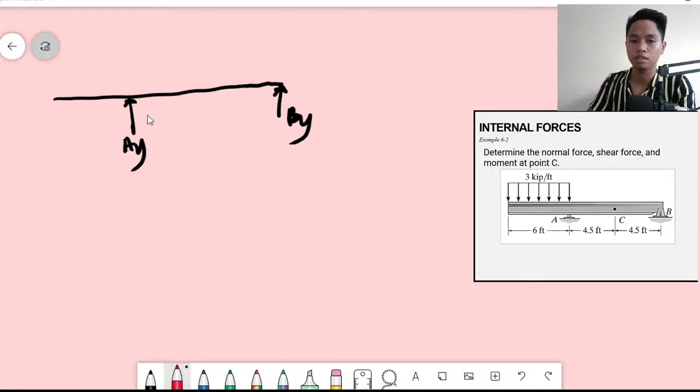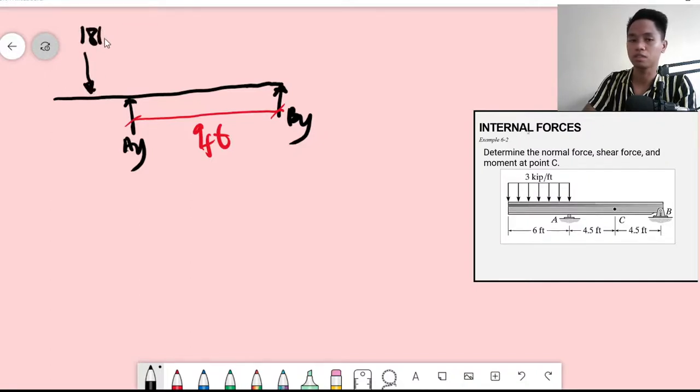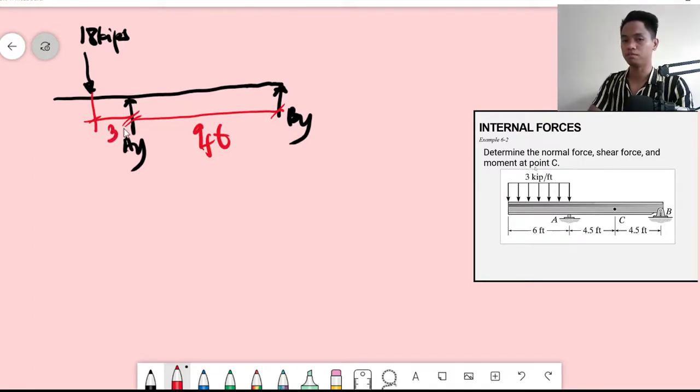The distance is how much? It's important, 9 feet. Let's simplify the distributed load. That would be 3 times 6, which is 18, acting at the midpoint. So that would be 18 kips, and the distance from A is half of 6, which is 3 feet. From there we can already get AY.